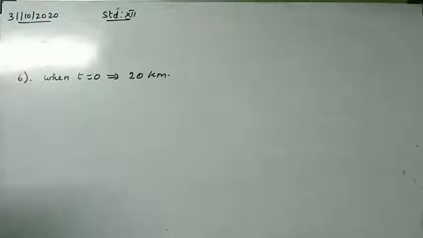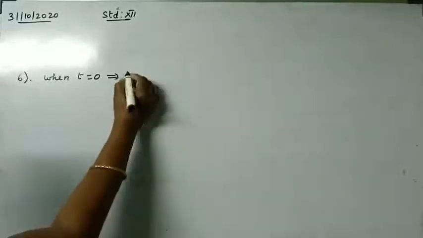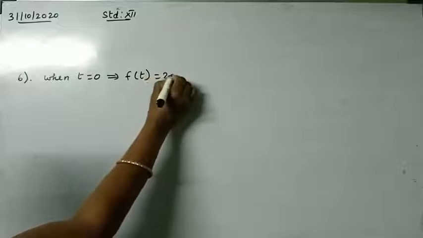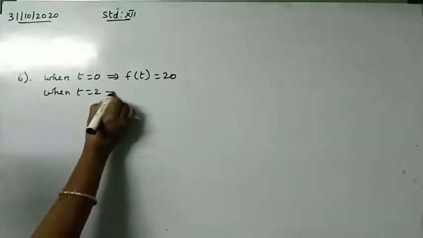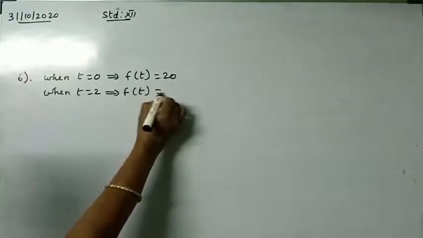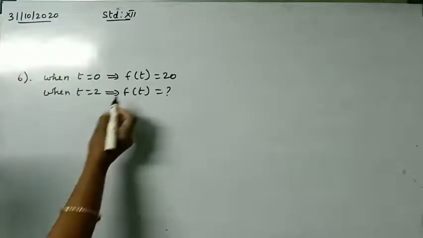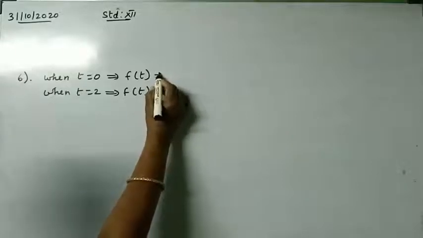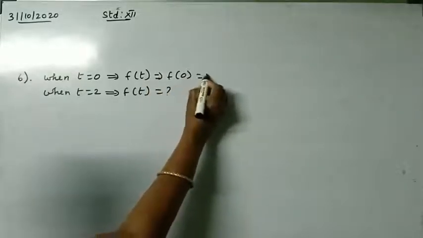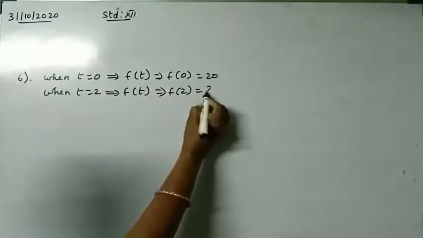So I can take it as: when t equal to 0, the function f of t is equal to 20. When t equal to 2, f of t is equal to what? We want to find f of 2. I can write f of 0 equal to 20, and f of 2 equal to what?